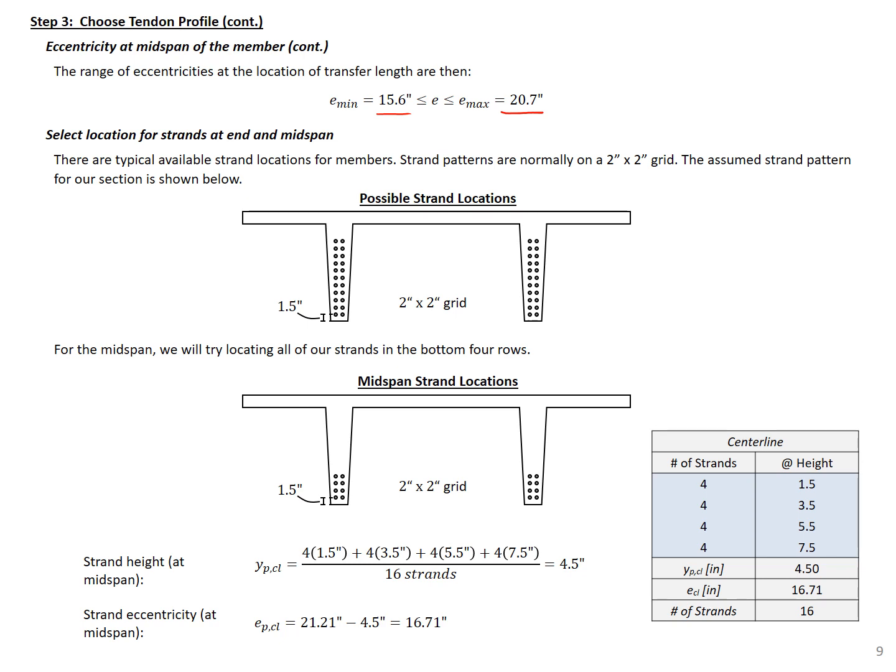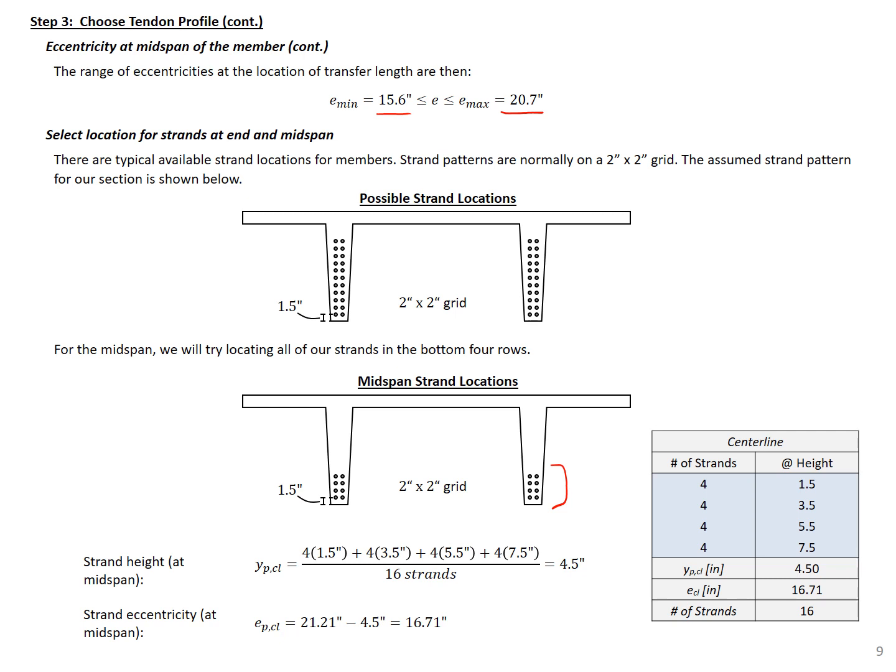Typically, you'll have a possible strand location grid for specific members. Strands are normally on a 2-inch by 2-inch grid. This allows for good stress distribution between the strands, and the strand pattern has been checked for 1/2-inch and 0.6-inch diameter strands for most members. So looking at our available strand locations for our double T section, this is an assumed grid. I'm going to put all of our strands at midspan. I'm going to put them all towards the bottom of our section. So we're going to have 4 layers of 4 strands.